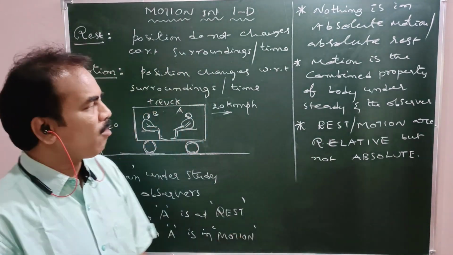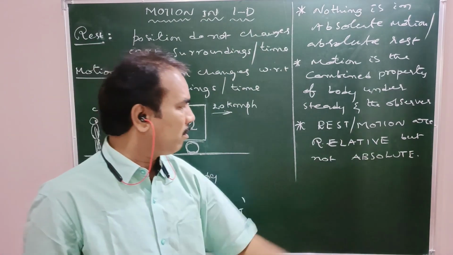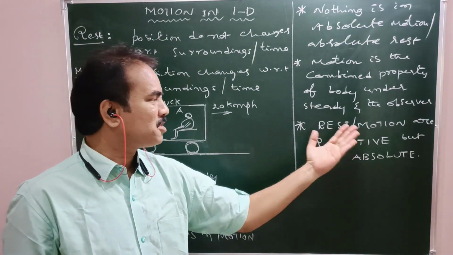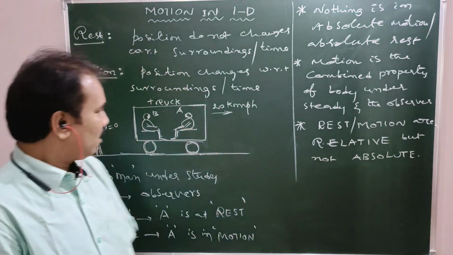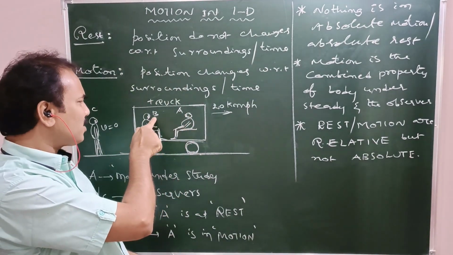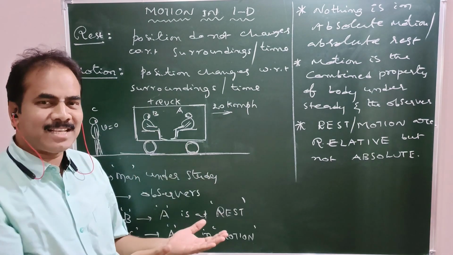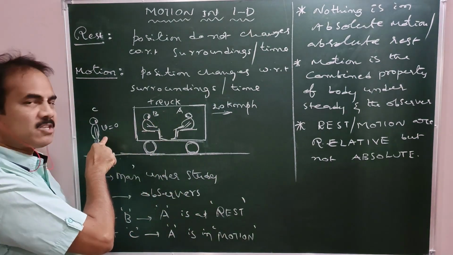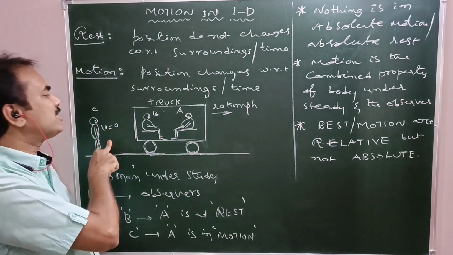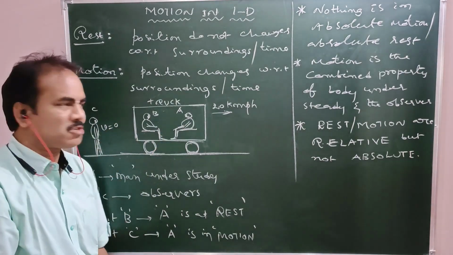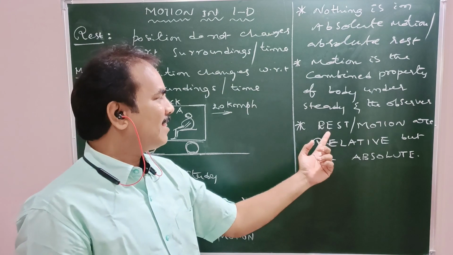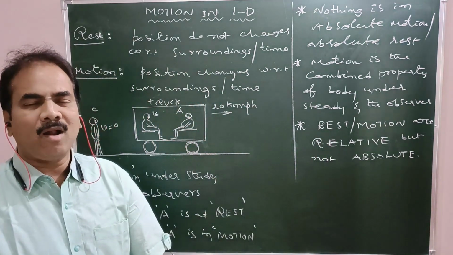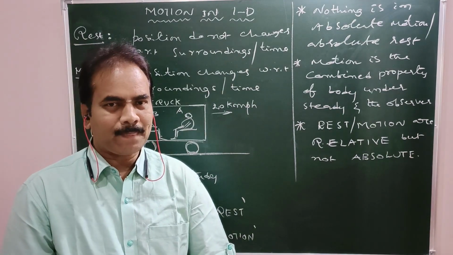Coming to another point, rest and motion are relative but not absolute. It means A is at rest with respect to B, that is, relative to B. But the same A is in motion with respect to C, that is, relative to C, A is in motion. That is the reason why we can say that rest and motion are relative but not absolute.